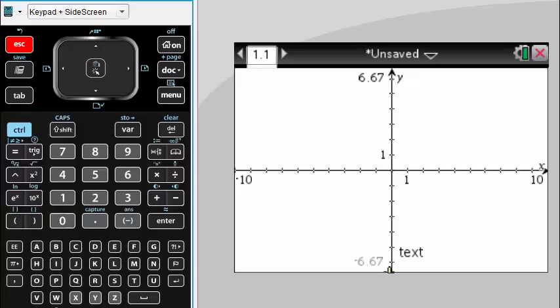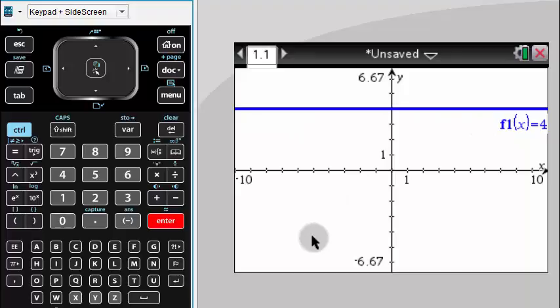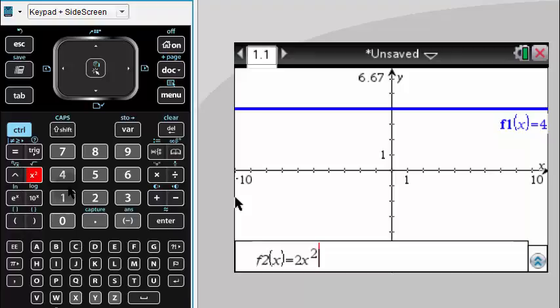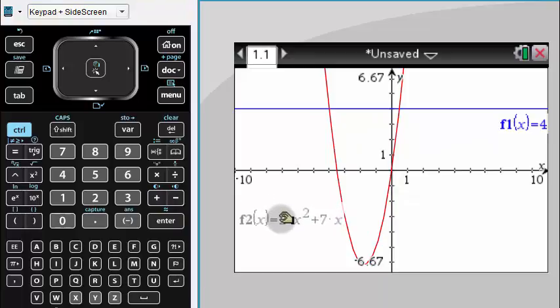I already took the liberty of pulling up a graphing application on my TI-Nspire. We hit tab to insert our first function, which is just plain old 4. Press enter, and we've got our line, which we expected, a constant function. Now let's go on to the next one. Hit tab again, and now let's put in 2x squared plus 7x. Press enter, and we see the U. I'm just going to move this out of the way for a moment. So we've got our second function and our first function.